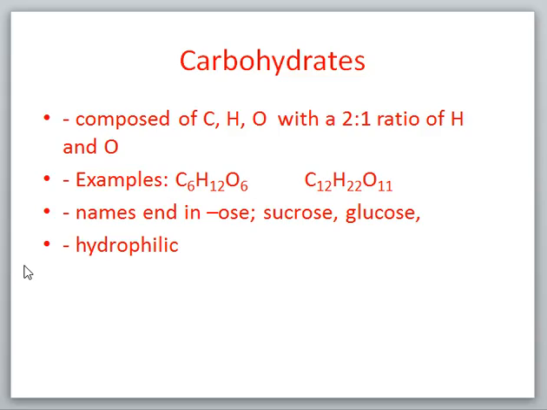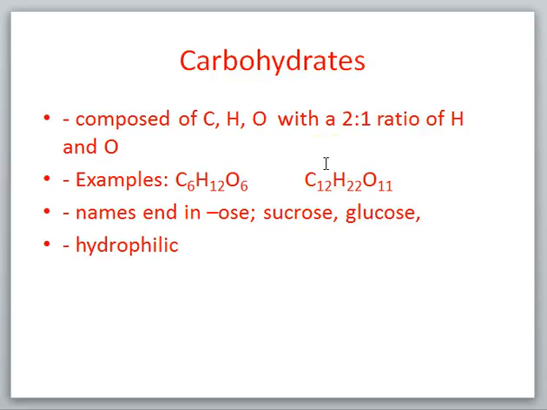The name carbohydrate. Hydrate implies water. Okay? Carbo refers to carbon. So, a carbohydrate is a molecule that's composed of only three elements, carbon, hydrogen, oxygen, with a 2-to-1 ratio of the hydrogen and oxygen. That 2-to-1 ratio, of course, is the same ratio that we have in water, 2 hydrogens to 1 oxygen. Thus the name hydrate.